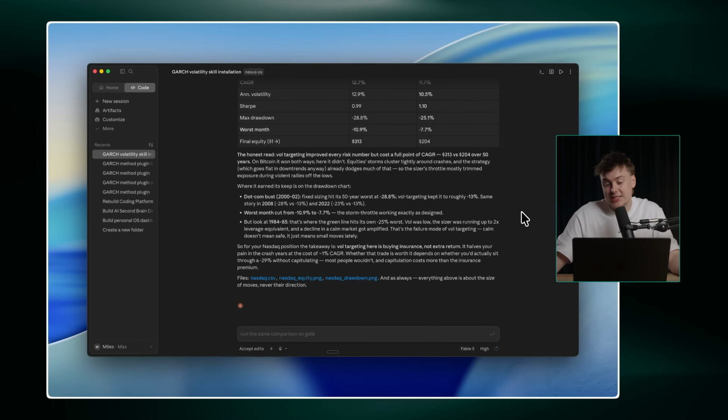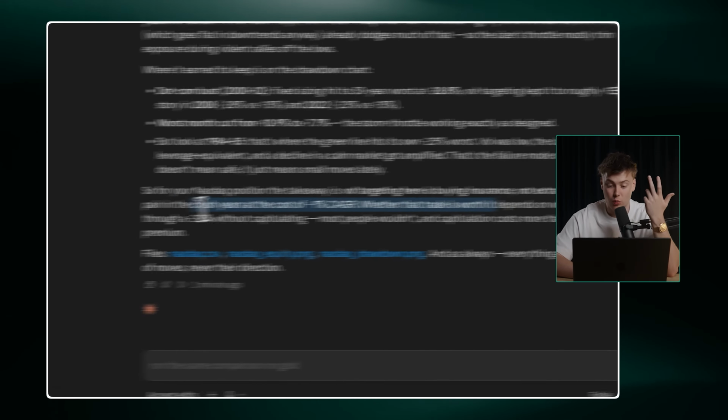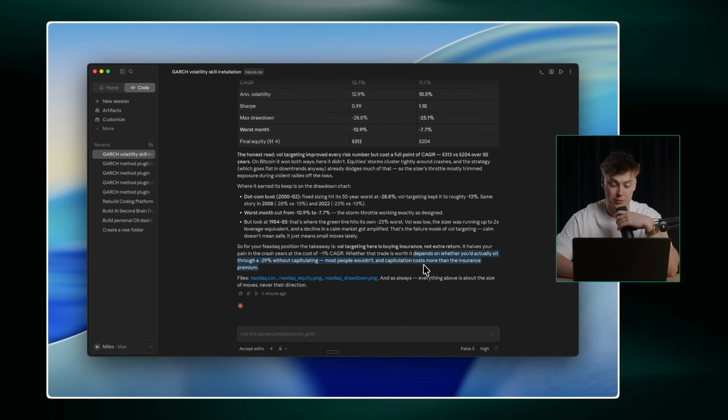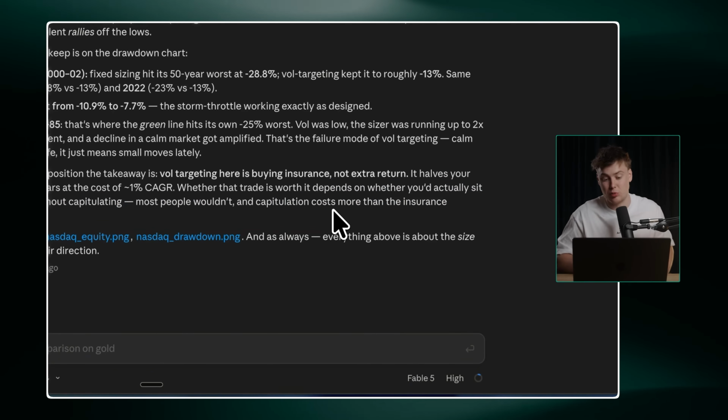So the takeaway with the NASDAQ is that volatility targeting is buying insurance, not extra return. So it halves the pain, but it costs you 1% compounded annual growth rate. And whether that trade is worth it, as Fable points out, depends on whether you'd actually sit through a minus 29% without capitulating. Most people wouldn't, and capitulation costs more than the insurance premium.